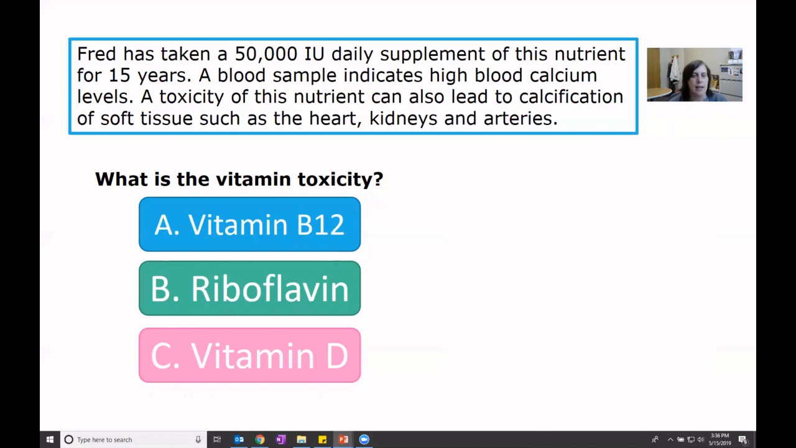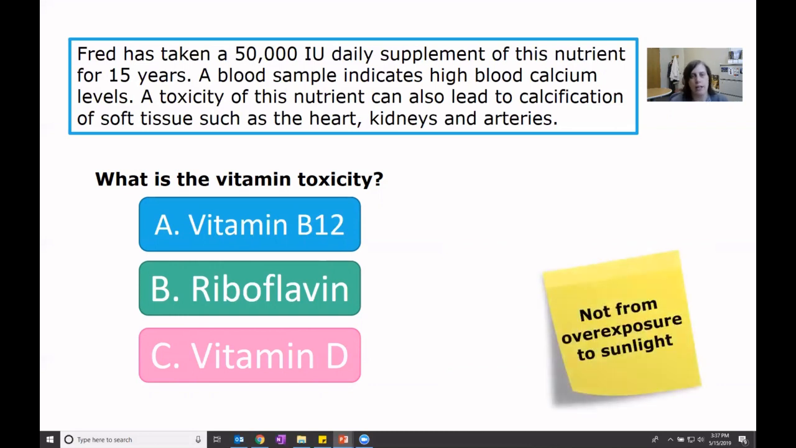In this case, the toxicity is vitamin D. So we've talked about vitamin D being important for calcium absorption, but if you have super high doses, which 50,000 IU is a very high dose, it's above the UL, and you're consuming it consistently, it's very likely that you'll start seeing toxicity symptoms. So we definitely do not recommend that individuals consume a supplement over 100% of the daily value, and really try to get your nutrients from food.